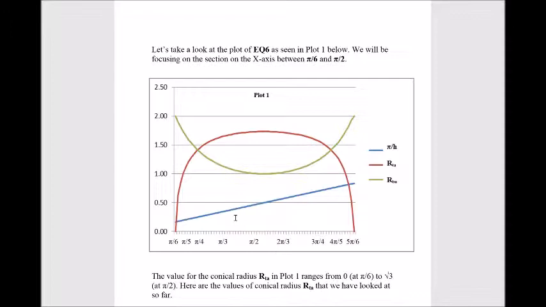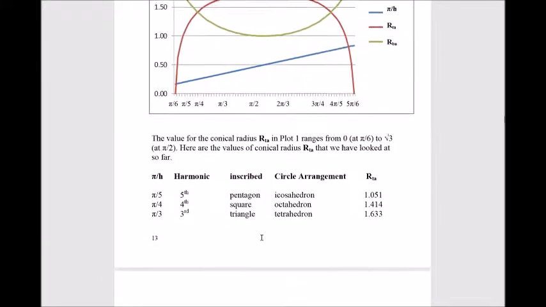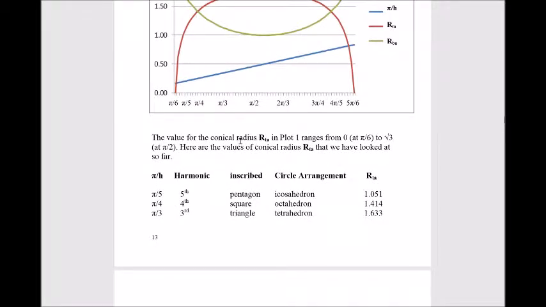So now that we have the general solution complete, what we have here is a plot of the general solution, and we'll be focusing on the x-axis between pi over 6 and pi over 2. And this is where the conical radius ranges from 0 to √3. And if we look back, just to review what we've seen so far, the fifth harmonic resulted in an inscribed pentagon, which led, using a circle arrangement, to the icosahedron.